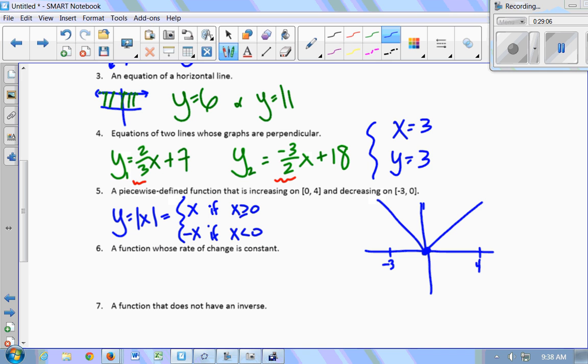All right, so a function whose rate of change is constant. A linear function. That's the definition of a linear function. A function whose rate of change is constant. That's the slope. The slope is a constant rate of change. So any linear function, y equals mx plus b, just make up a line.